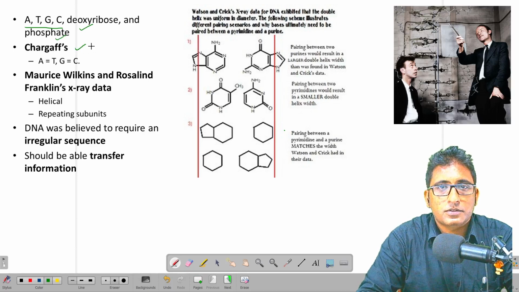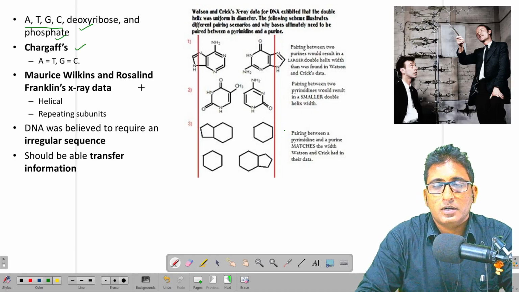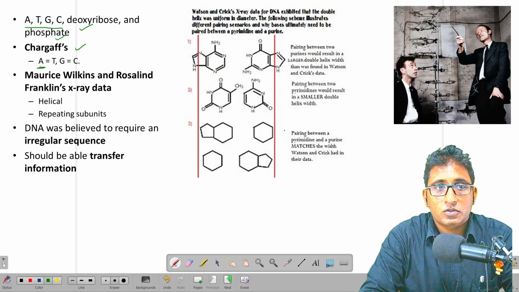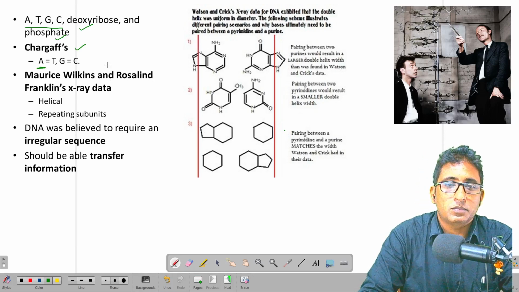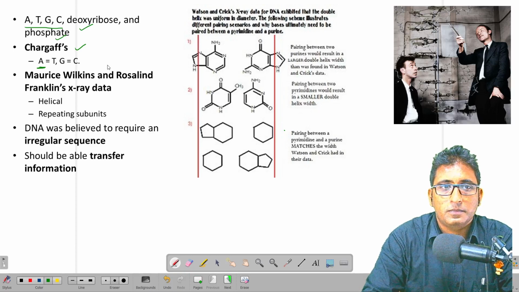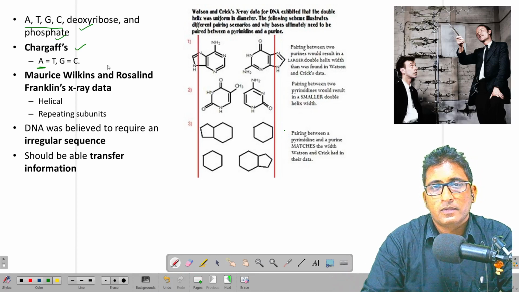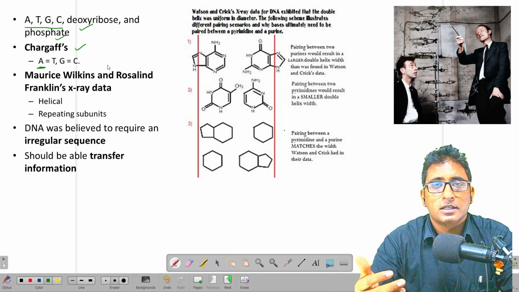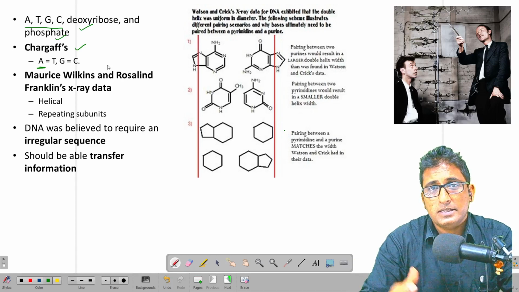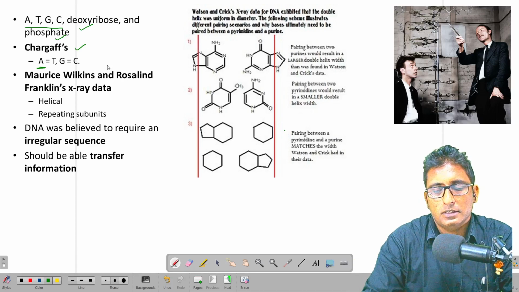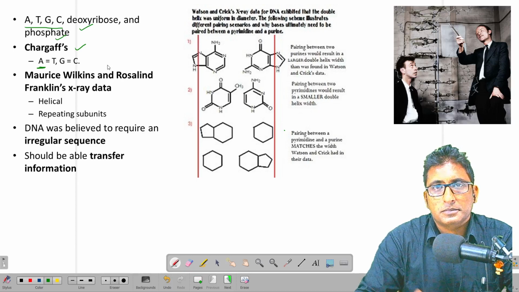From Chargaff's rules, they knew that the proportion of A is always equal to that of T, and the proportion of G is equal to that of C. From Maurice Wilkins and Rosalind Franklin's X-ray data, they figured that it is helical in nature, that it has repeating subunits, and that the structure is uniform in diameter.